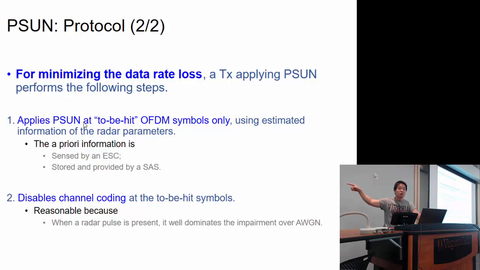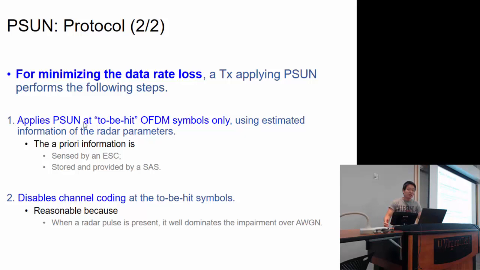That's provided by the SAS database, and that information is created by the ESC, which is the sensing capability we saw on the first page. So that device senses the spectrum and detects some interference, and provides that information to the central database, which is SAS. And SAS is responsible for informing the cellular system about the incoming interference.